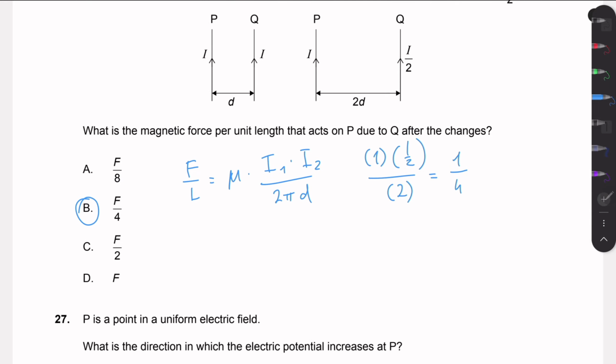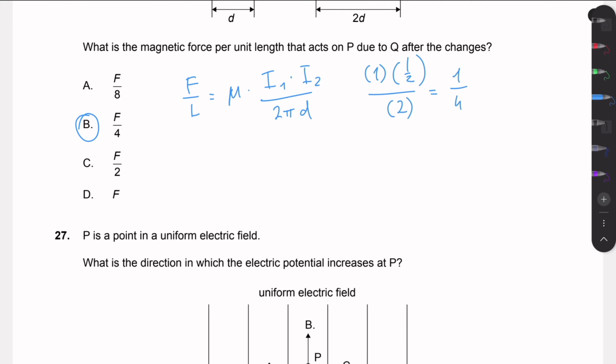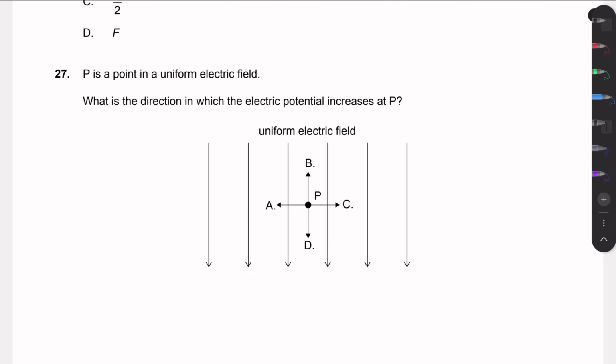But this can also just be seen from the fact that since we decrease the current, the force must decrease, and we increase the distance, so again the force must decrease, and then we can just see whether it's 4 or 8 or 2. So yeah, which we can do with this formula.